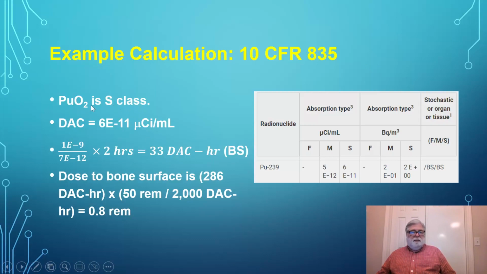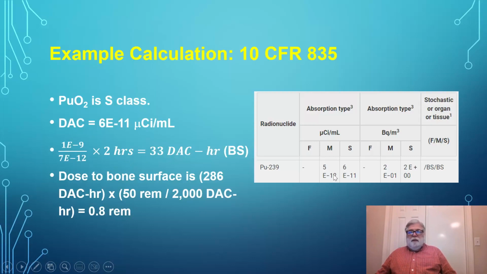Plutonium oxide is insoluble. It's S class, so we're going to use the number for S class, 7 × 10⁻¹¹ microcuries per milliliter. Do the same kind of calculation. Our concentration divided by the DAC times the hours of exposure gives us 33 DAC hours. So the numbers are a little different, and so the DAC hours are a little bit different.